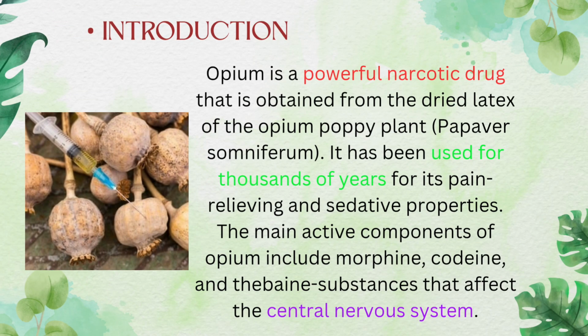So first is introduction. Opium is a powerful narcotic drug that is obtained from the dried latex of the opium poppy plant. It has been used for thousands of years for its pain-relieving and sedative properties. The main active components of opium include morphine, codeine, and thebaine, substances that affect the central nervous system.